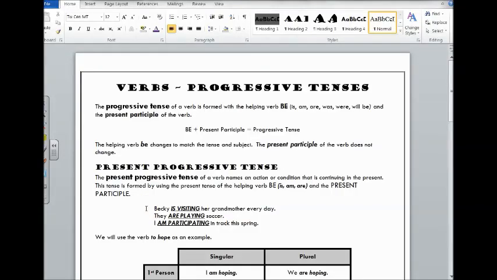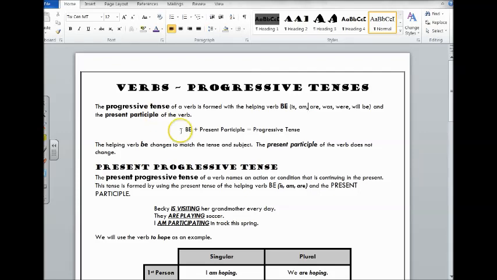This is Verb Lecture 7 on progressive tenses. The progressive tense of a verb is formed with the helping verb. In this case, we're going to use the helping verb to be, and we're going to use the present tense forms is, am, are, the past tense was, were, and the future will be. So use one of those, and then the main verb will be the present participle form of the verb, which is the form that ends in ing.